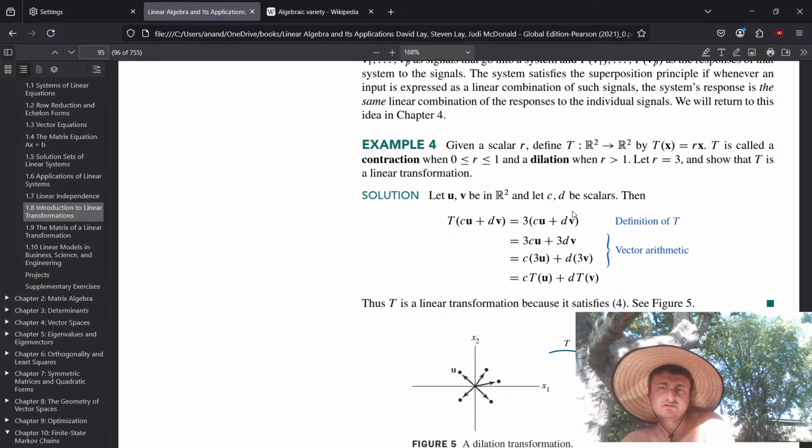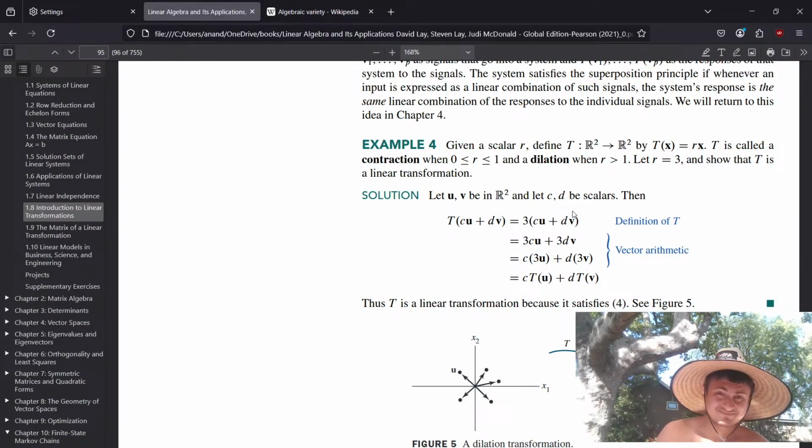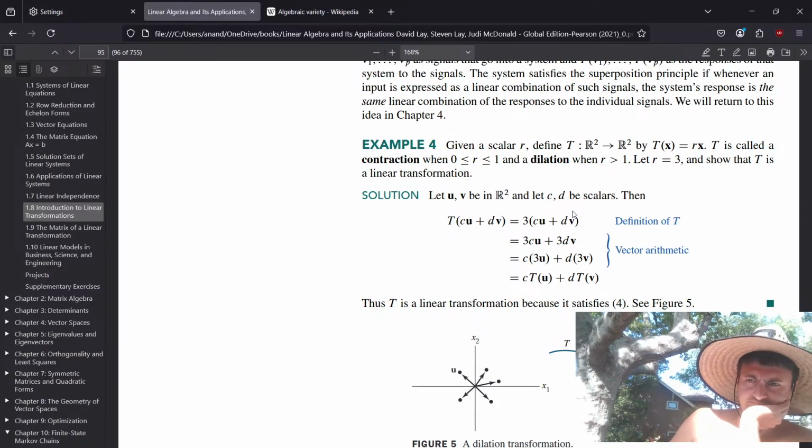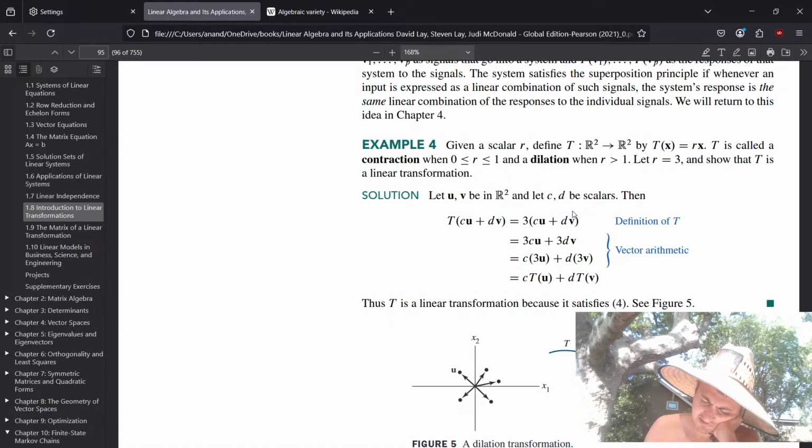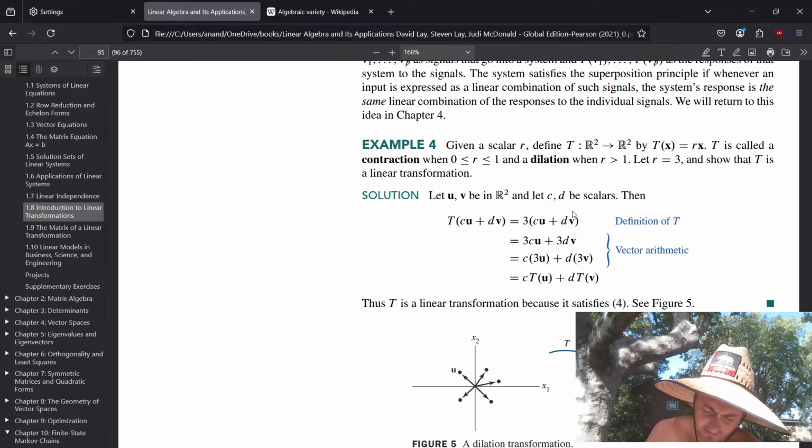Okay, this is a cool problem. All right. So, show: T from R2 to R2 be defined as T(x) = rx, r a real. Show T is linear. All right, so we have T(CU + DV), and we want this to equal CT(U) + DT(V). When we said let r equal 3, we'll rewrite this. So this is going to be T(CU + DV) = 3(CU + DV) is equal to C times 3U plus D times 3V.